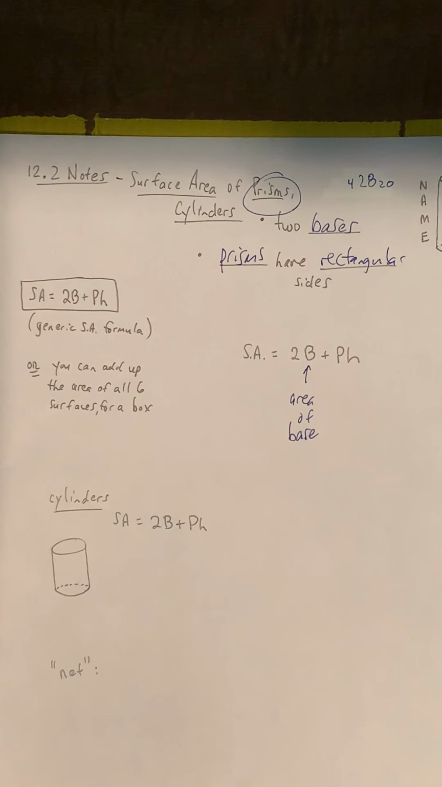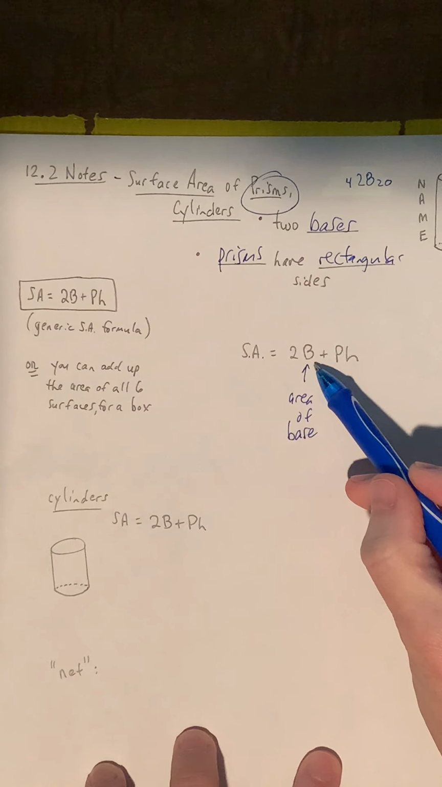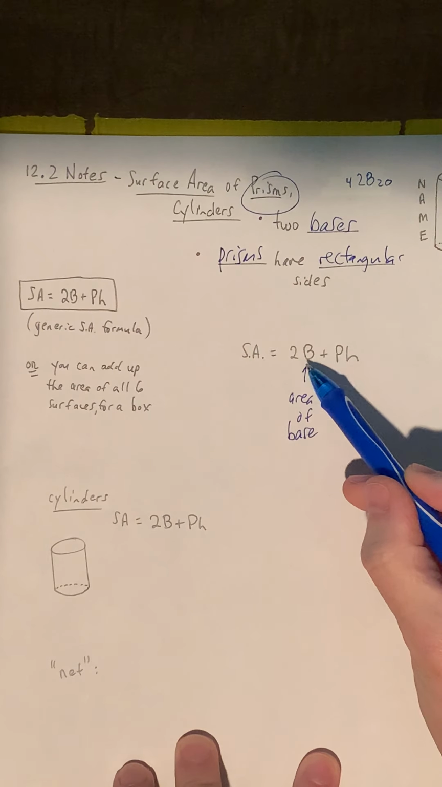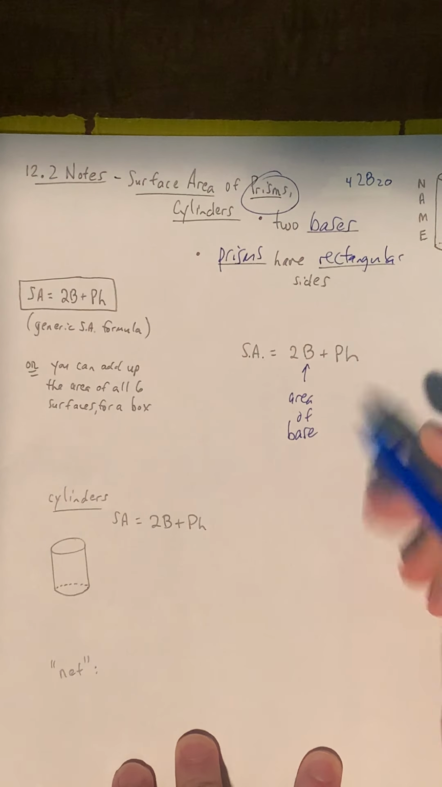If the base is a rectangle or square, find the area of that rectangle or square. If it's a triangle, you have to use the area formula for a triangle and find the area of that triangular base. Sometimes they might give you the area of the base, and you can consider yourself lucky and put that number straight in for B. Otherwise, you have to calculate this on the side and then substitute it in for capital B.